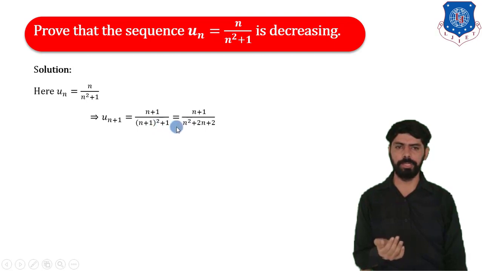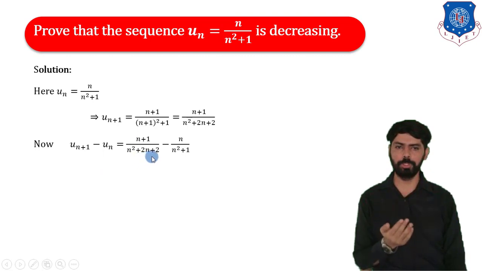If we simplify this, then it will be n plus 1 divided by n square plus 2n plus 1 plus 1, so it will be n square plus 2n plus 2. Now we will take the difference of these two, that is, un plus 1 minus un is equal to, what is un plus 1? It is n plus 1 divided by n square plus 2n plus 2, minus what is un? It is n divided by n square plus 1.